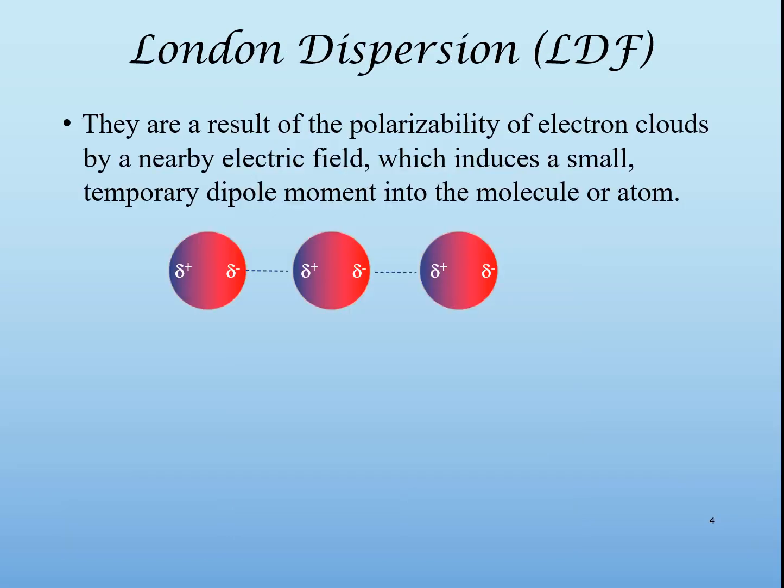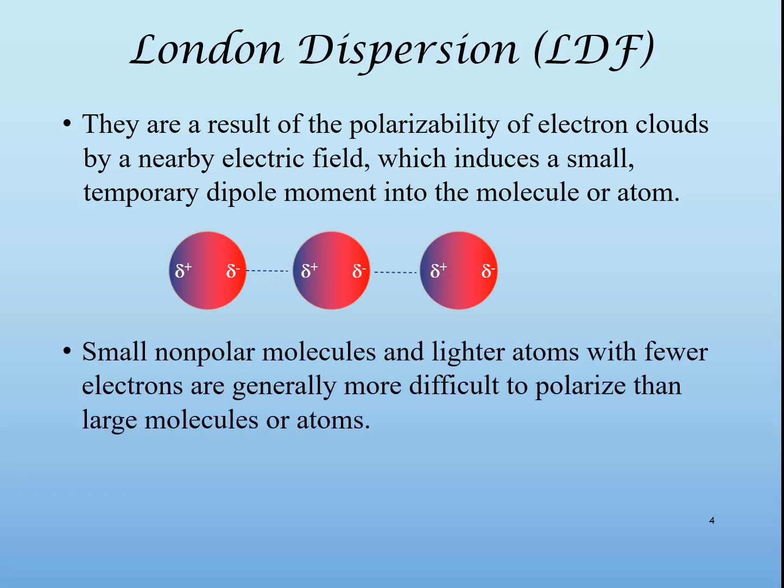We look at dispersion forces. They are a result of polarization of electron clouds by a nearby electric field, and we consider them temporary dipoles. They are relatively small in magnitude. As a result, the interactions between these temporary dipoles are usually relatively weak. Particularly when you look at small molecules and lighter atoms, you have a relatively small interaction. If the size of the atom or the molecule increases, these dispersion forces increase proportionally as well.